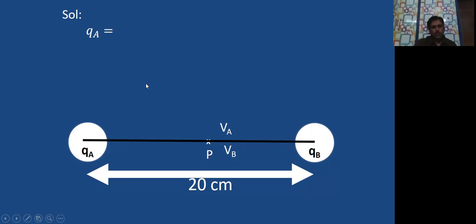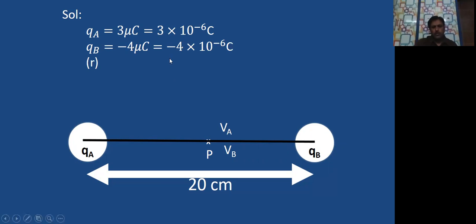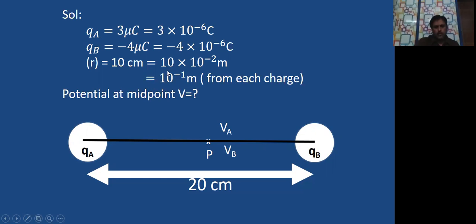QA is equal to 3 mu C, 3 into 10 power minus 6 coulombs. QB is minus 4 mu C, minus 4 into 10 power minus 6 coulombs. R is 10 centimeters, 10 into 10 power minus 2. Why did I do 10 into 10 power minus 2? Yes, converting centimeters into meters. That is, 10 into 10 power minus 2 is 10 power minus 1 meters from each charge.